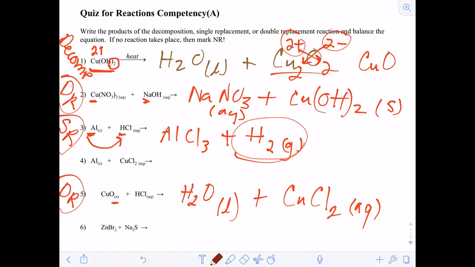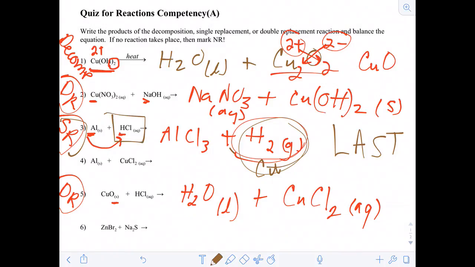So this has to be the last. This is going to be the last thing in your procedure. This is the last reaction. It's going to be a single replacement in type, right? The metal produced will be copper, right? And this thing right here, whatever that is, that has to be aqueous. Whatever this ends up being in that reaction has to be aqueous, because it's a reaction in solution. Does that make any sense so far?